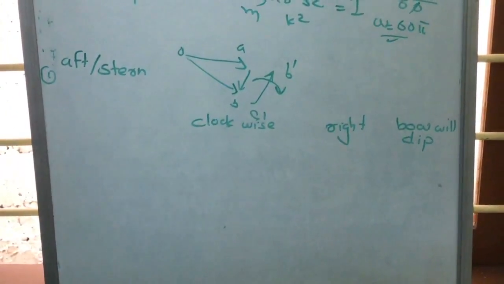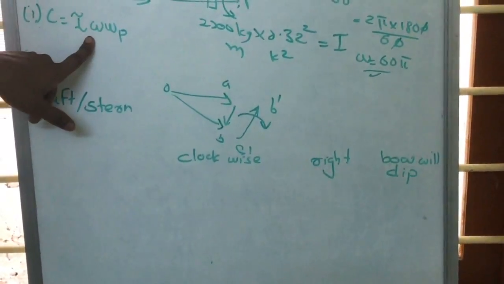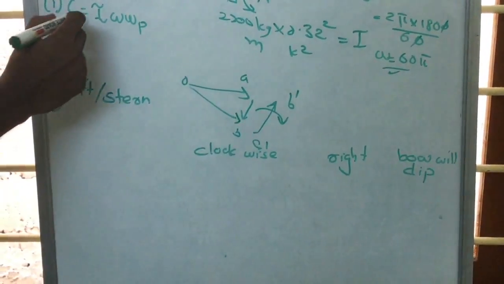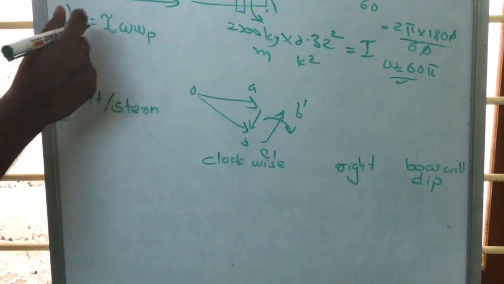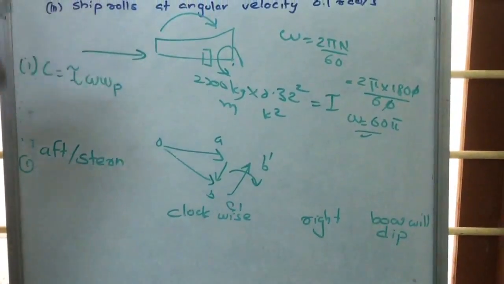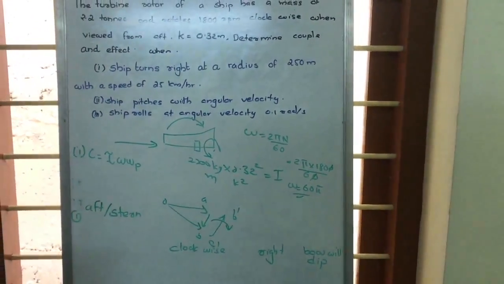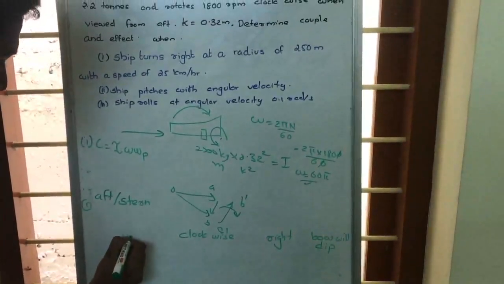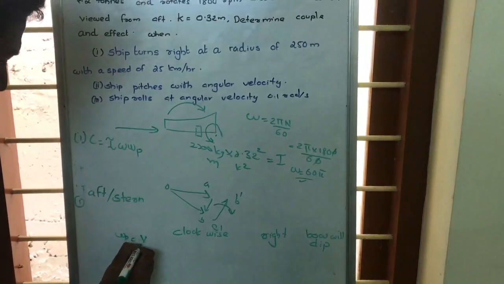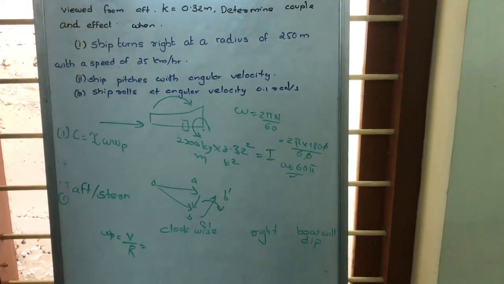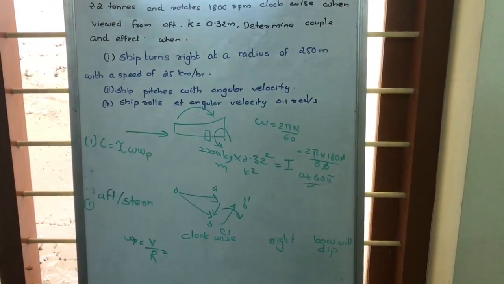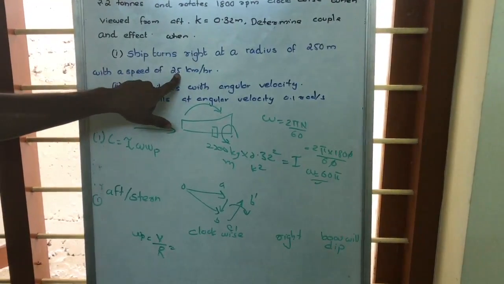Now we want to find the gyroscopic effect couple. So the couple is I omega p. Here, when steering happens for the ship, then omega p is equal to v by r, where v is the velocity of the ship in meters per second, and it is given as 25 km per hour.